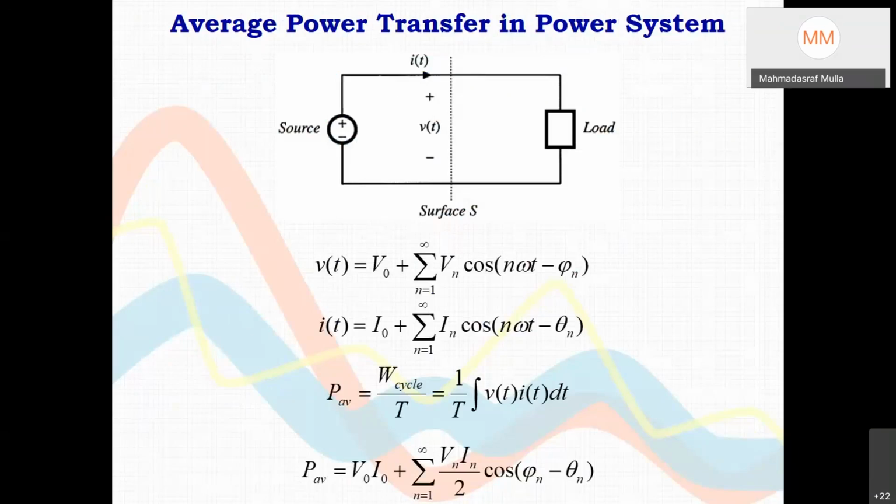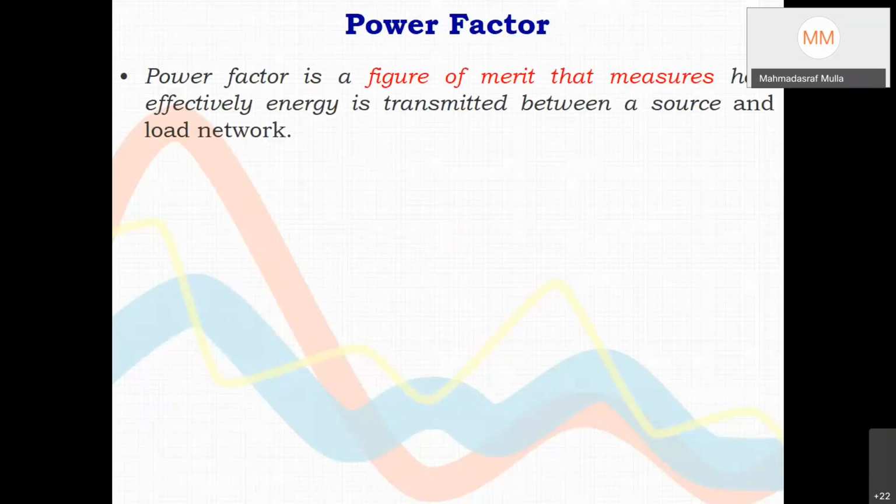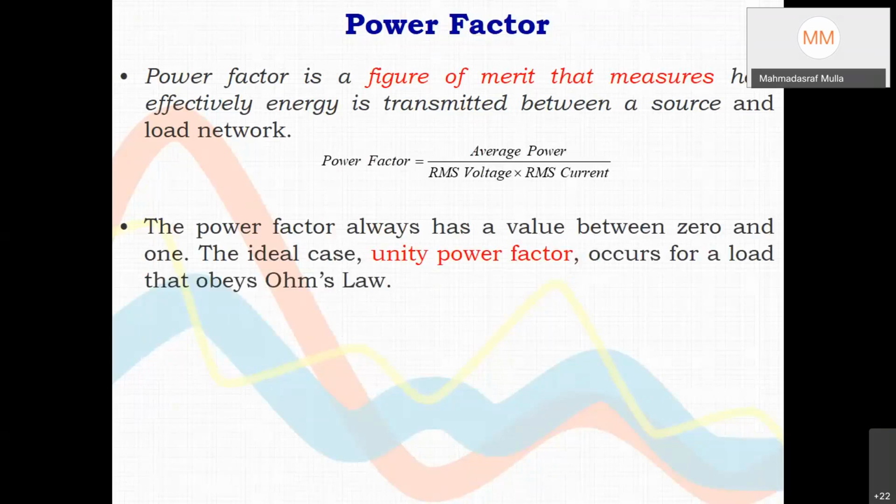So we will have one term V0 I0 and then the remaining term where same frequency voltage and current transfers the power. So power factor new definition is it is a figure of merit. So how much power transfer will reduce? So wattage divided by volt ampere, that is the power factor now instead of some cos or sine terms. So average power or wattage divided by volt ampere, that is RMS voltage into RMS current. And that is the new definition of power factor.